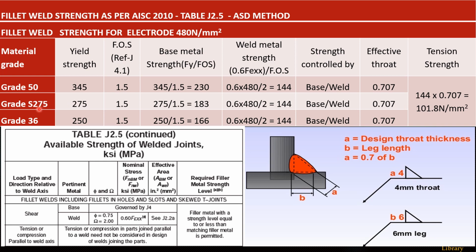And you can see grade 275 and grade 36. Here the governing condition is always weld metal. So for fillet weld, the governing metal will always be weld metal only, and for CJP or PJP, in the maximum case, the governing condition is base metal.